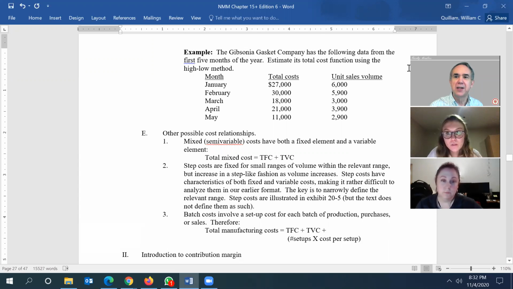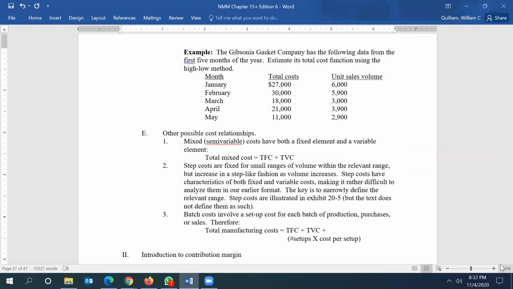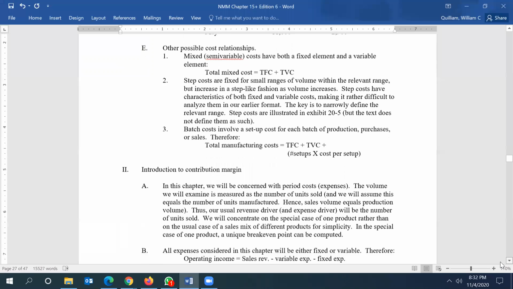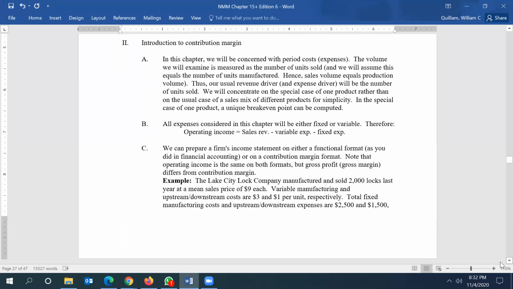So moving on down here, I'd like to introduce the contribution margin. So let's see what that is. Well, in this chapter, we're going to be concerned with period costs or expenses. And the volume that we will examine is measured as the number of units sold. And we'll assume this equals the number of units manufactured. After all, if we have a true just-in-time system, what we produce is exactly what we sell. So we're going to assume that.